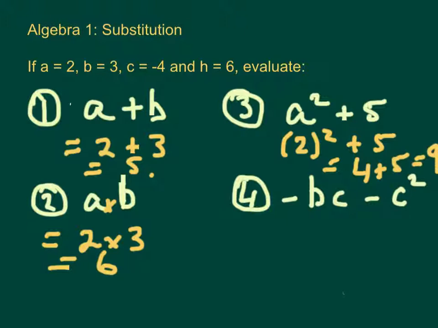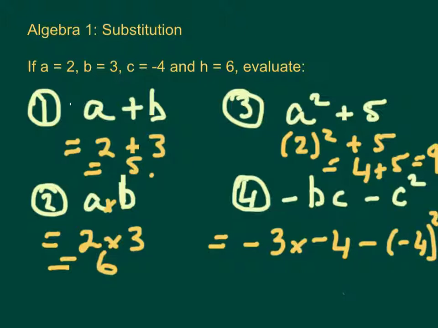Okay. This one, we've got to be a bit careful with negative signs. This is how I deal with it. Question 4. Negative B times C is how we read that. So negative B means we keep the negative sign there and replace the B with 3, and we're timesing it by C, which is negative 4. Okay, and then what we're going to do is minus C squared. Now C is negative 4, don't forget, and we square it.